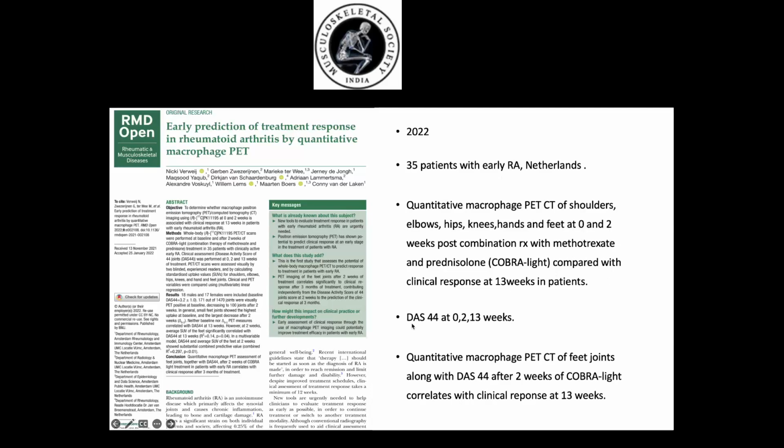The disease outcome was measured using DAS44, which is disease activity score in 44 joints, at 0, 2, and 13 weeks. Apparently this came back with really good results, saying that DAS44 after 2 weeks of this treatment, which is called COBRA Light, correlates with clinical response at 13 weeks. So we get to know at 2 weeks how the patient is going to behave using this PET CT, and it's the feet joints that they found to be of best use.